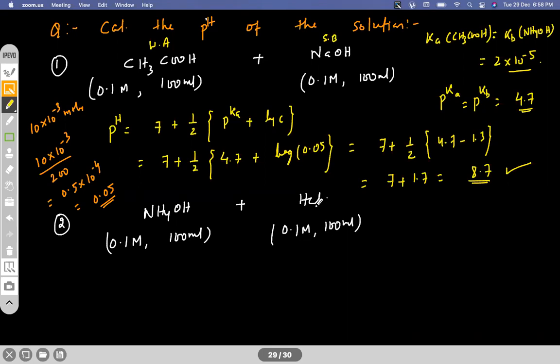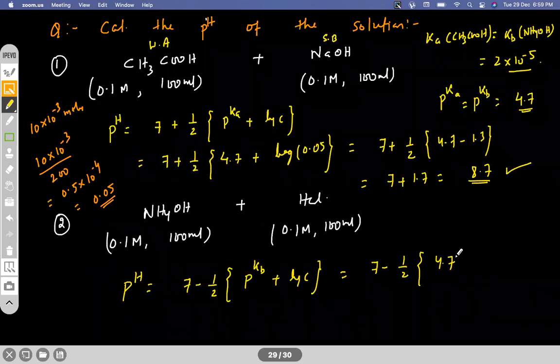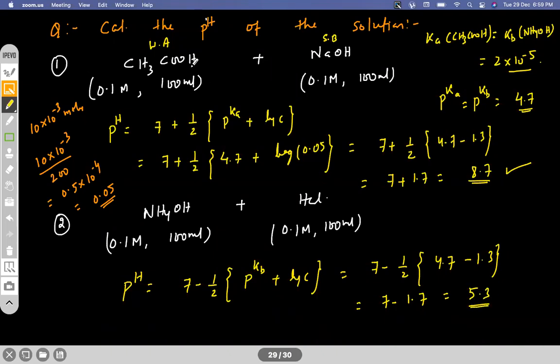Okay. Similarly, we have a strong acid. So directly I'll write down. pH equals to 7 minus half of pKb plus log C. That would be 7 minus half of pKb is 4.7, and log C would be what? Log C is the same value, no? Minus 1.3. So it is 7 minus 1.7, which is equal to 5.3. It's an acidic solution, 5.3. Ritu, you see, we have minus sign here, not plus. Yes, got it?